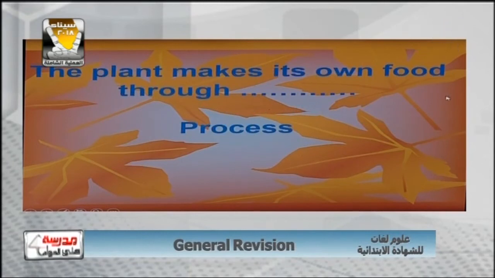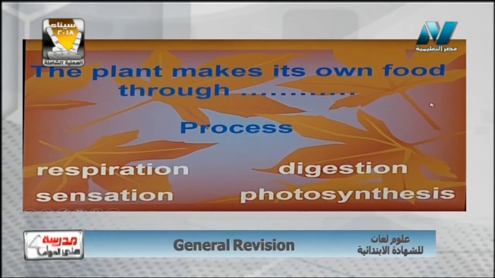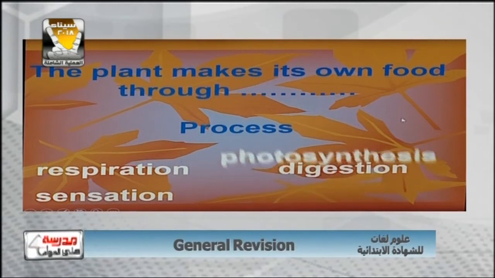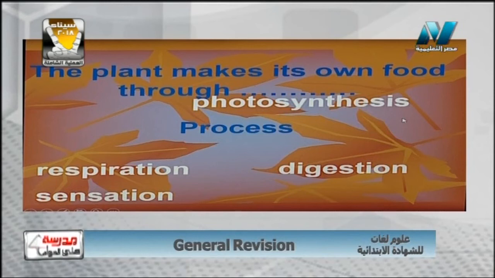The plant makes its own food through what process? We remember this information from previous years, as we had in 4th primary. We know the plant makes its own food through what? Respiration, digestion, sensation, or photosynthesis process. Respiration means breathing, digestion means هضم, sensation means feeling, and photosynthesis is a specific process inside the plant to make its own food. So here we will choose photosynthesis process.